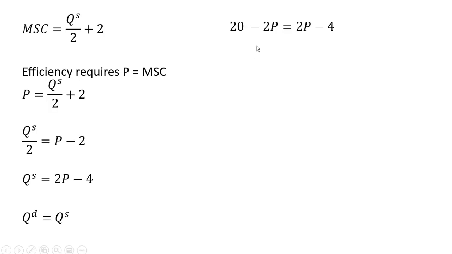So setting, once again, quantity demanded equal to quantity supplied, and solving for the price, 24 divided by 4, we get an equilibrium price here of $6, and plugging this $6 back into either the demand or supply, we get back a quantity of 8.